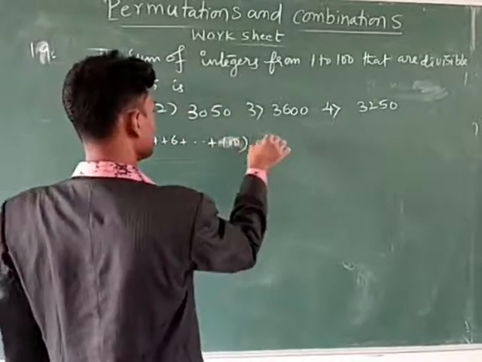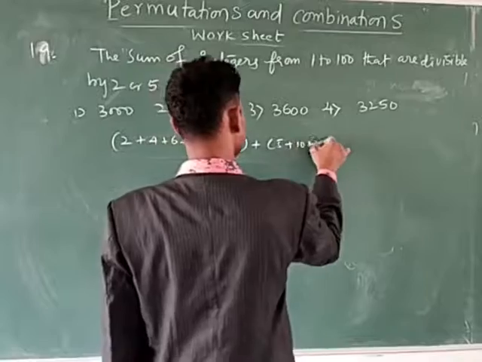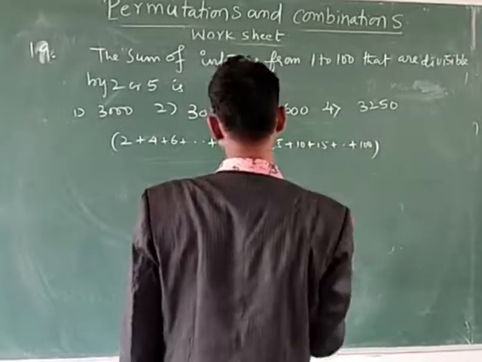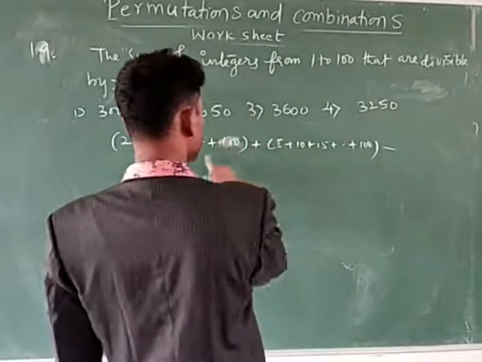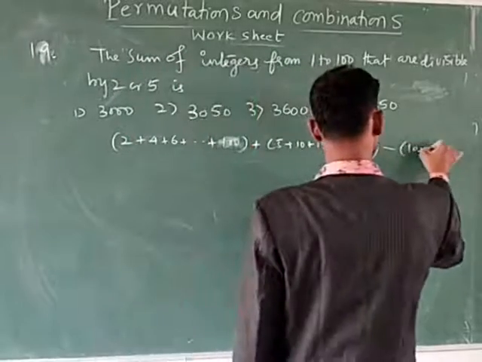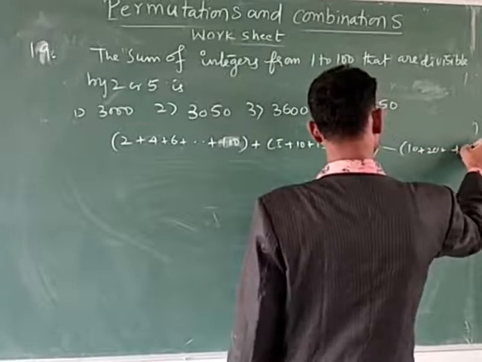Next one is plus, those which are divisible by 5: 5 plus 10 plus 15 plus, and so on, up to 100. This is also divisible by 5. And here the common ones are there. Divisible by 2 and 5 means 10 also: 10 plus 20 plus, and so on, up to 100. This one you have to subtract.